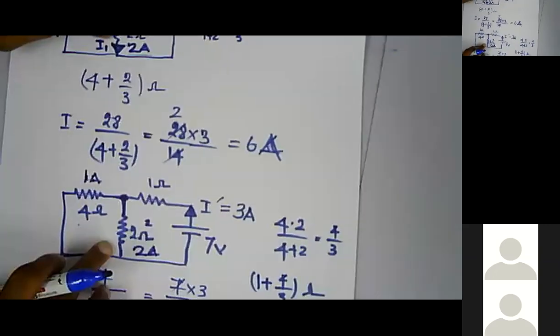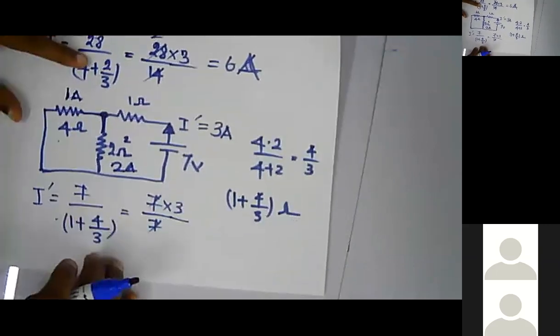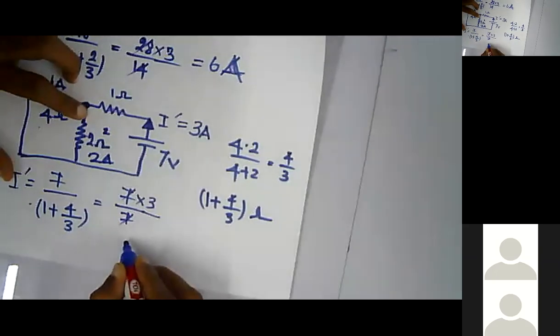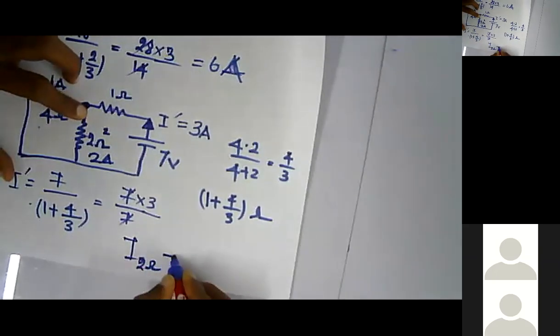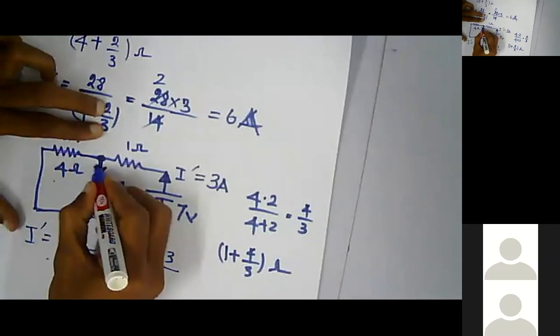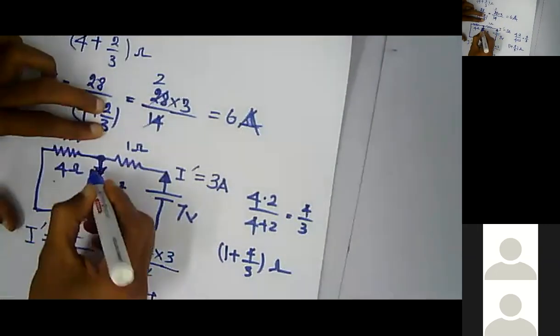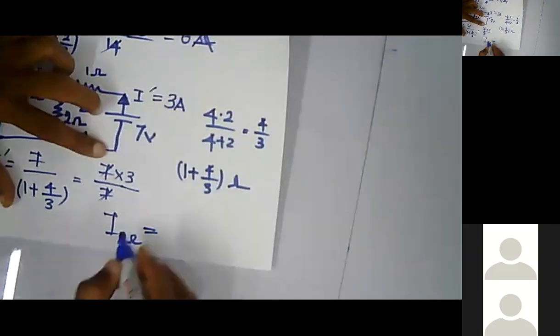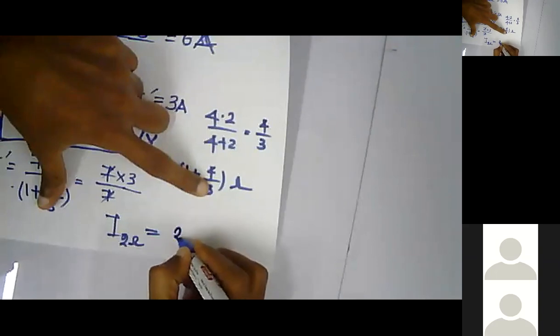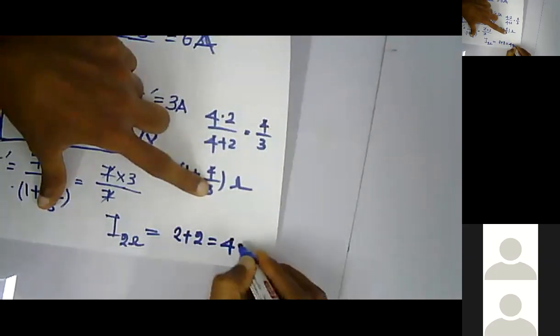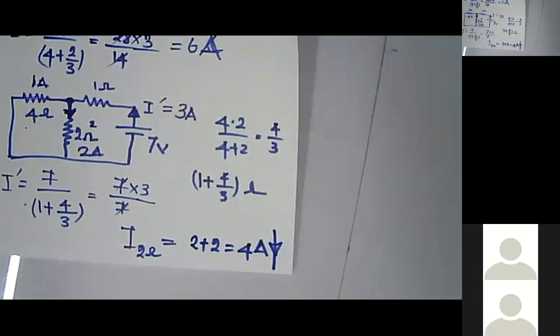Now you have calculated the current through the 2 ohm resistors with the 28 voltage battery and the 7 voltage battery. Now the actual current through the 2 ohm resistance will be, see here, in this case you have the current of 2 amperes flowing from top to bottom, and here also you have another 2 ampere current flowing from top to bottom. So altogether the current through the 2 ohm resistance will be 2 plus 2 equals 4 amperes, and the direction is from top to bottom.